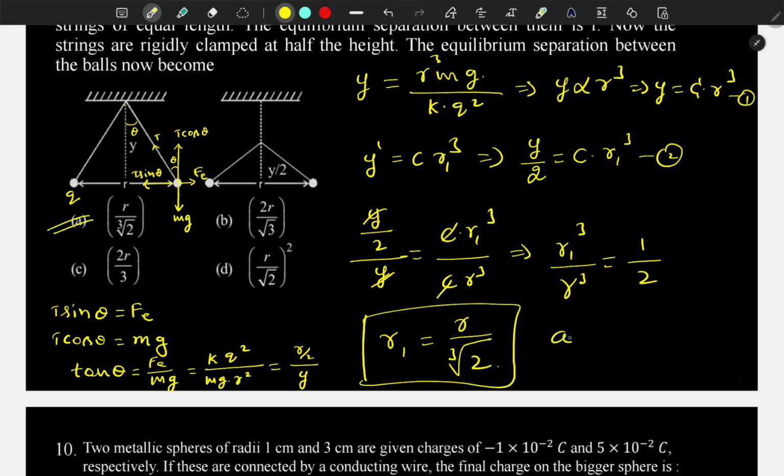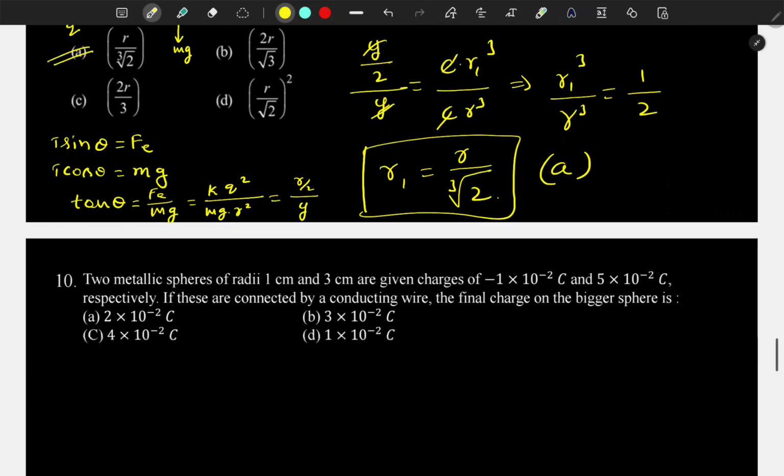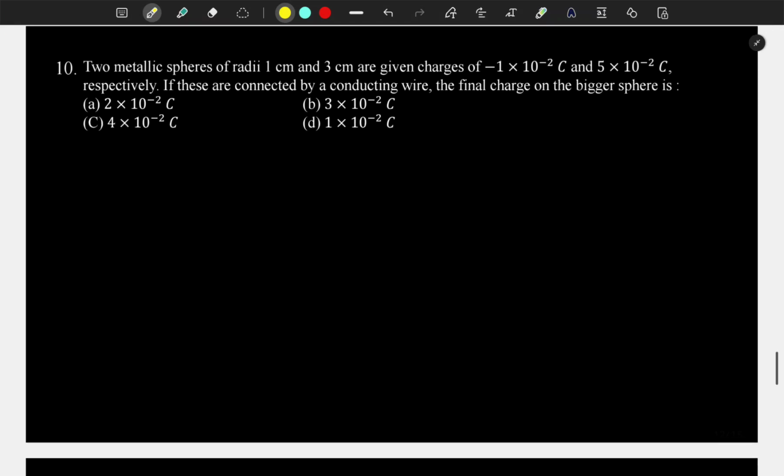That is option A. So moving on to the next question. Here two metallic spheres are there. One is having the radius 1 centimeter and another one is having more radius, that is 3 centimeter.